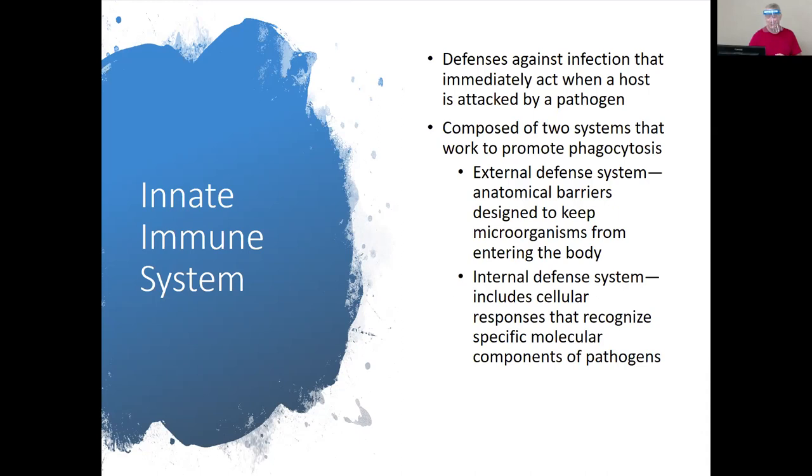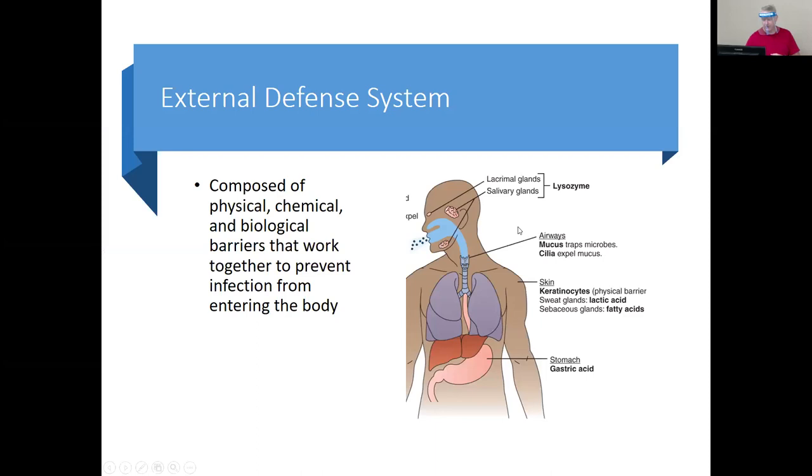So here are our external defenses. The airways have mucus, and they have cilia that expel the mucus. And I know none of you smoke, because the new generation does not believe in smoking or vaping. But when you smoke, you damage that cilia, and then you lose that ability to push that stuff out of your lungs.